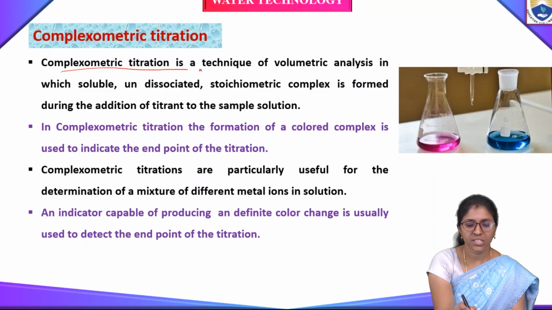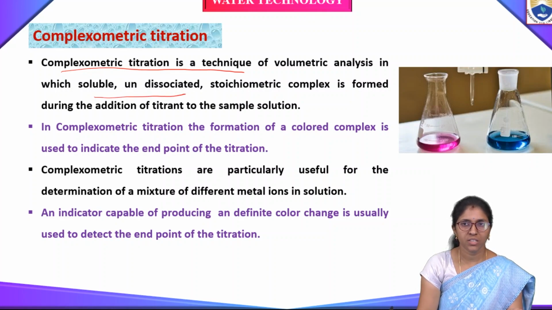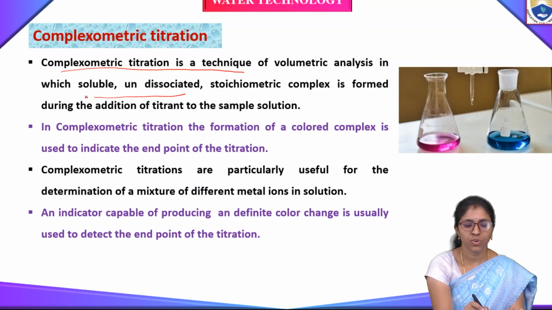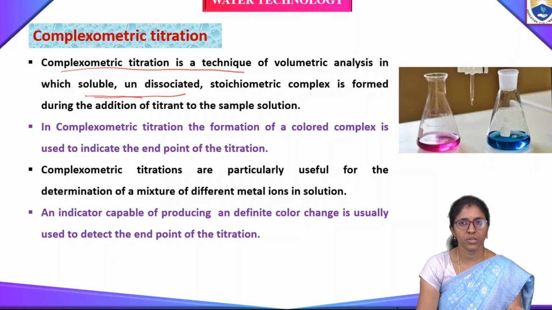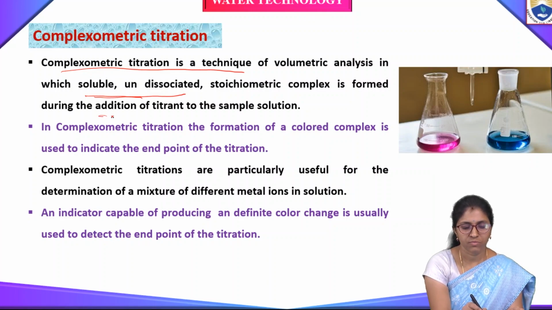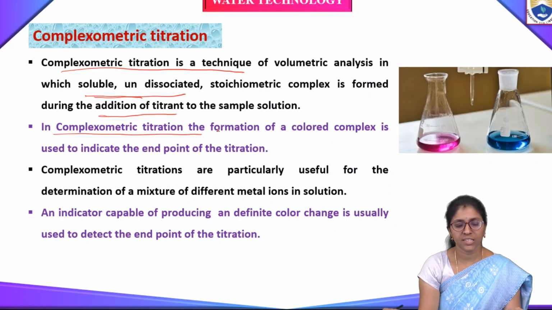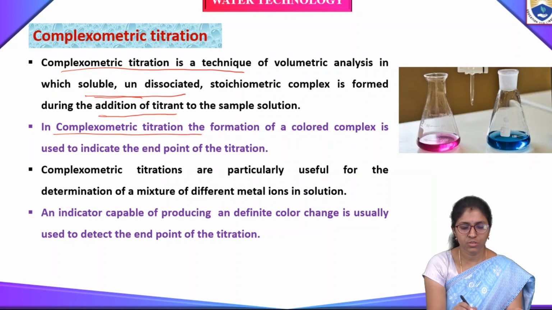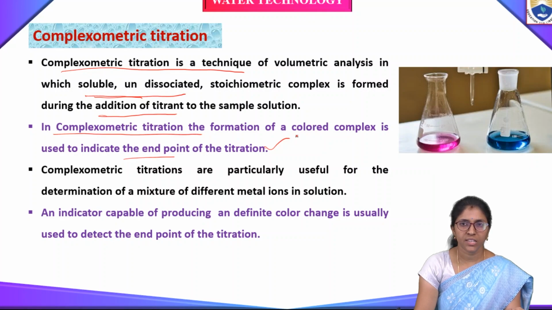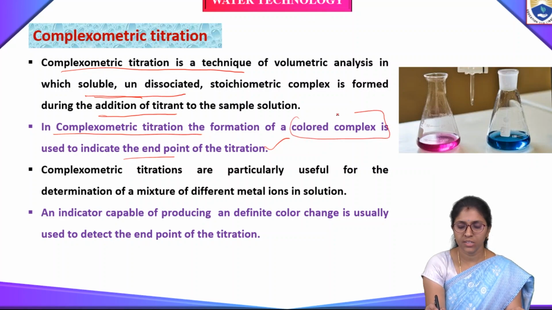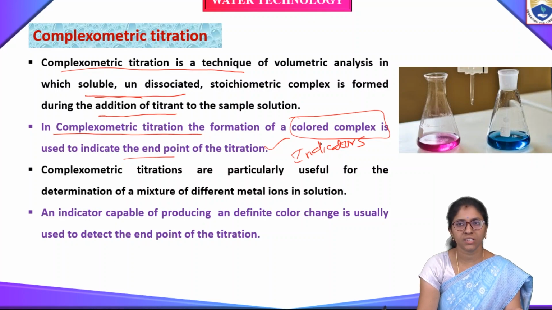Complexometric titration is a technique of volumetric analysis in which a soluble, undissociated, stoichiometric complex is formed. During the titration, the formation of a colored complex is used to indicate the end point of the titration. Here we are using indicators.